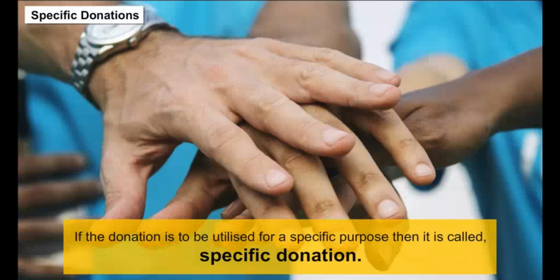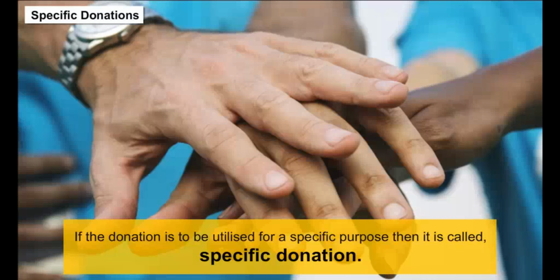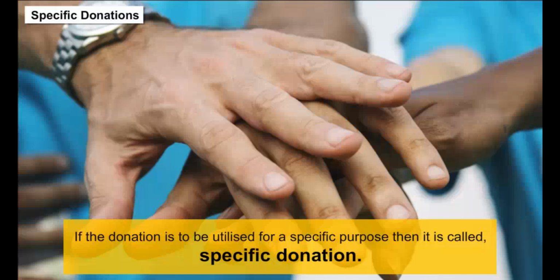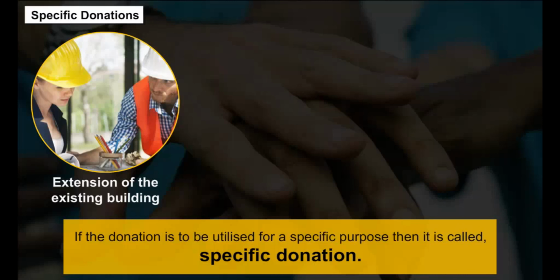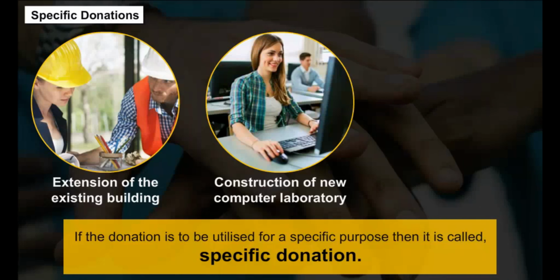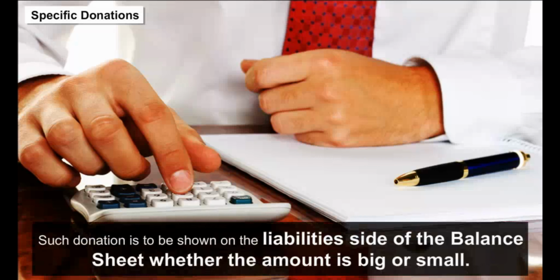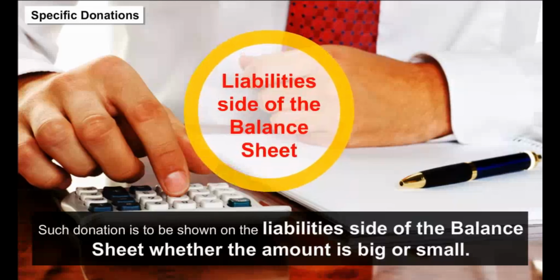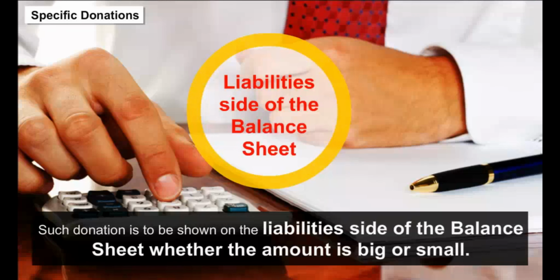Specific donations. If the donation is to be utilized for a specific purpose, then it is called a specific donation. These specific purposes could be an extension of the existing building, construction of a new computer laboratory, creation of a book bank, etc. Such a donation is to be shown on the liabilities side of the balance sheet, whether the amount is big or small.